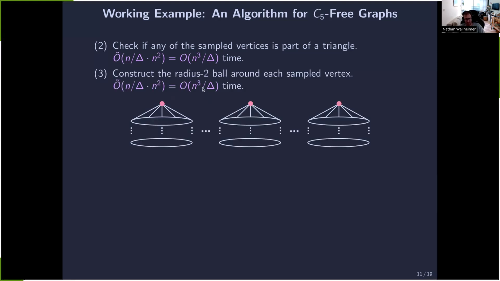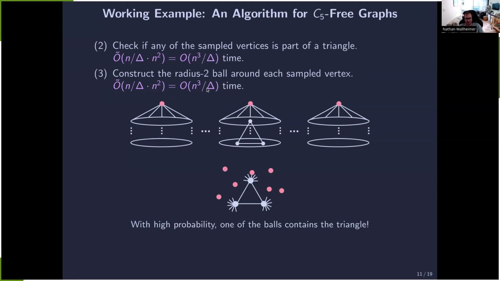We construct a ball of radius 2 around each sampled vertex. Okay, so what is this ball? You look at the neighbors and then the neighbors of the neighbors: all the vertices at distance at most 2. But each ball can be as large as n squared. It might be the whole graph, and the graph might be dense. So again, it takes n cubed over delta time to construct these balls.